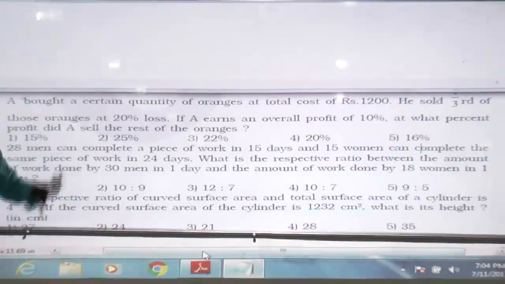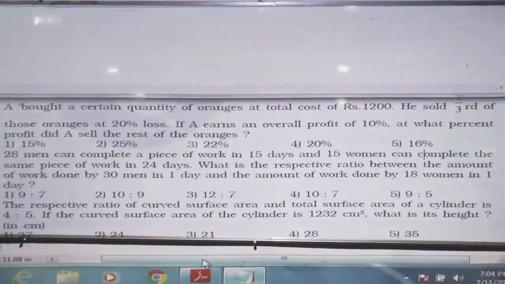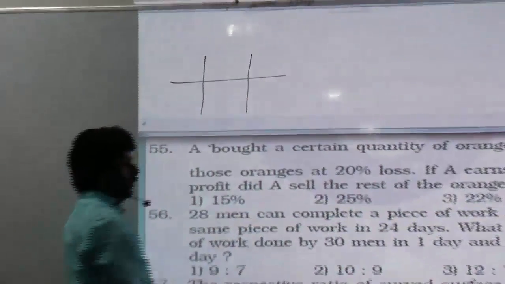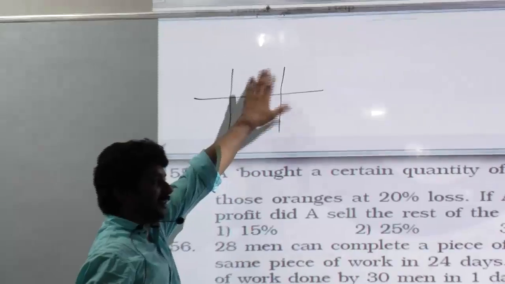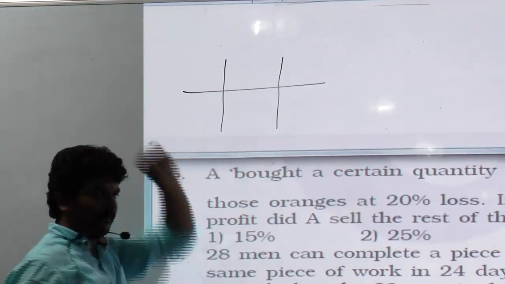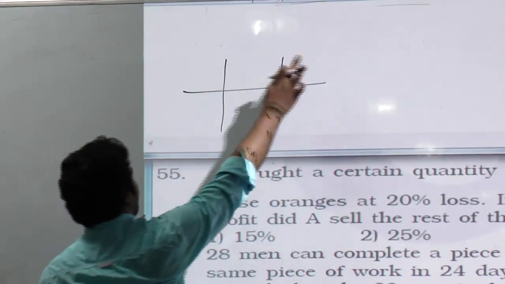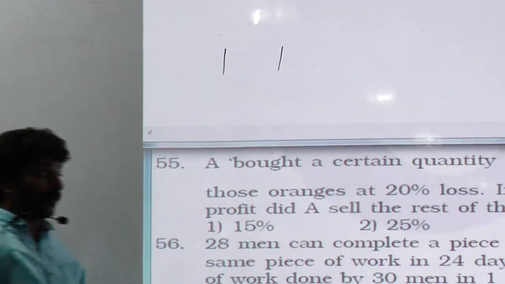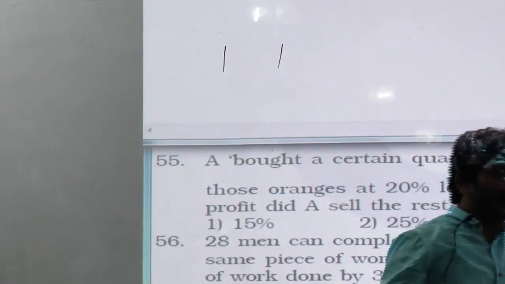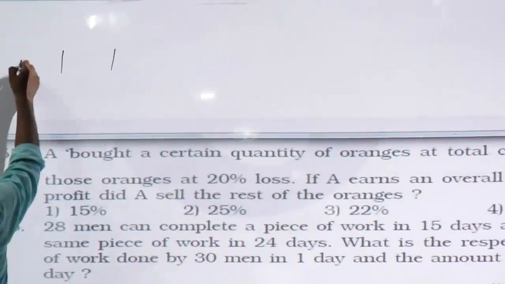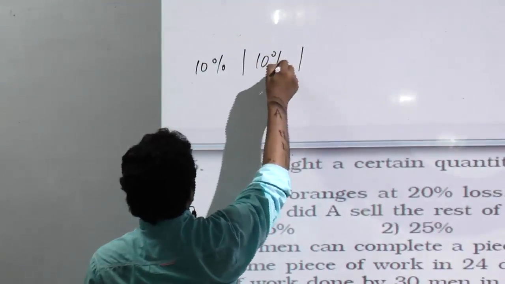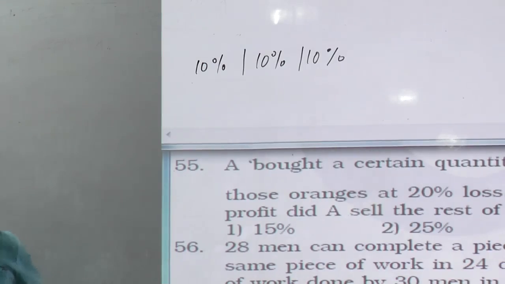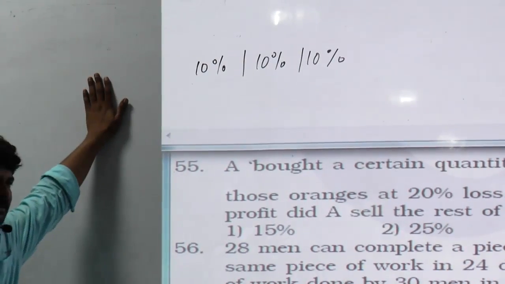Yes or no? Out of the total he already sold 1/3, they said. So total we have 3 parts: 1 part, 1 part, 1 part. And overall he is expecting a profit of 10%. If you get 10% on every part, that will be equal to overall 10%. Yes or no? 10% on every part makes you 10%.